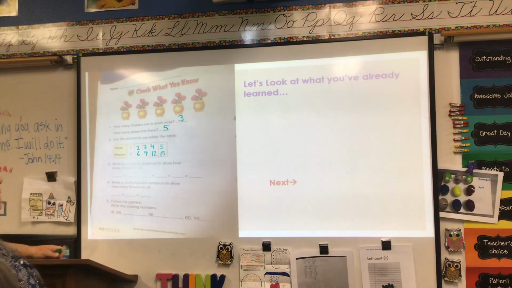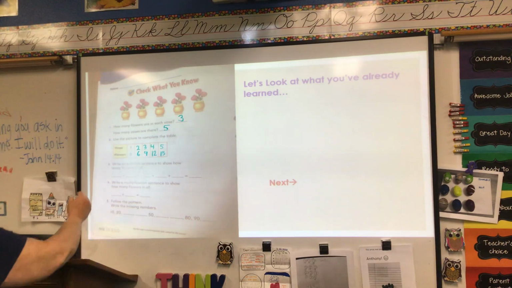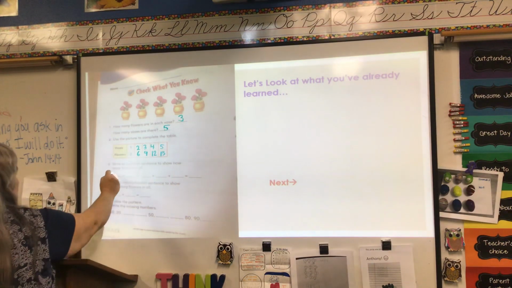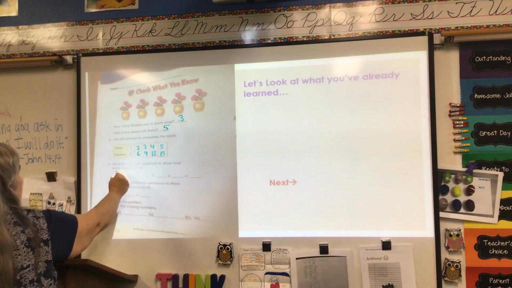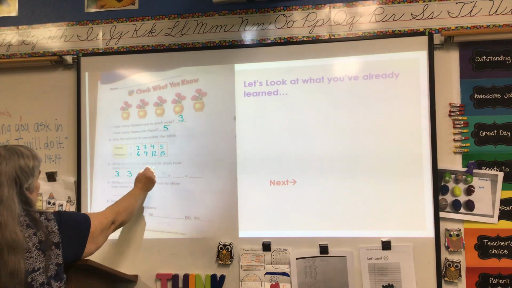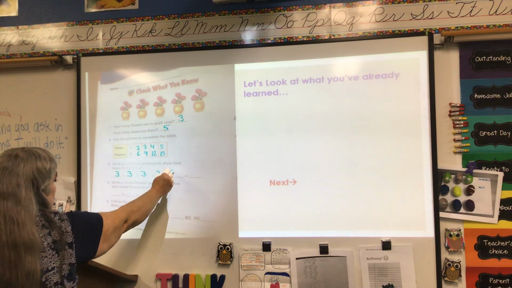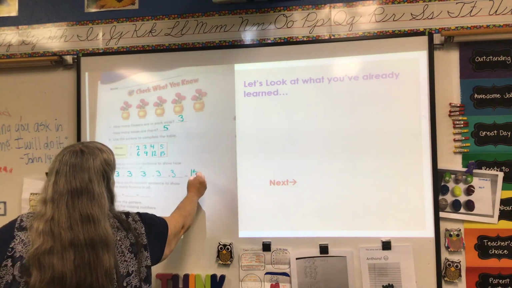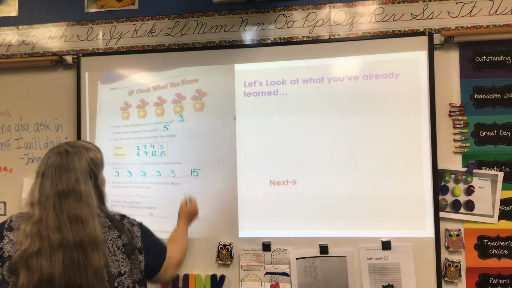Write an addition sentence to show how many flowers in all. So remember, we're not going to go 5, 5, 5. Don't do that. I've seen that before. We're going to count by 3s. 3 plus 3 plus 3 plus 3 plus 3. And we know the answer. It's 15. That's right. So we counted the 3 5 times.